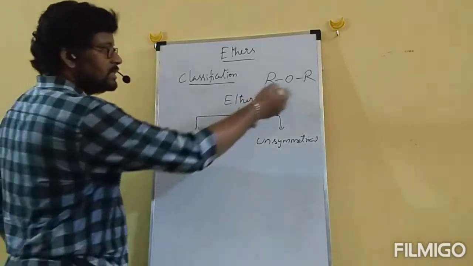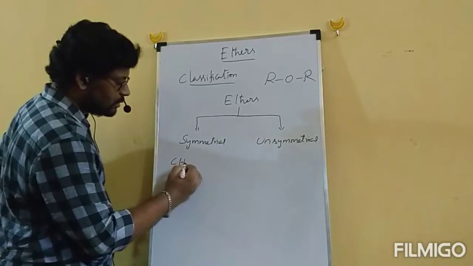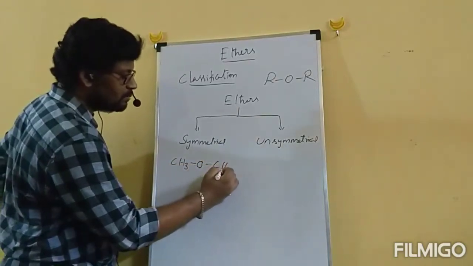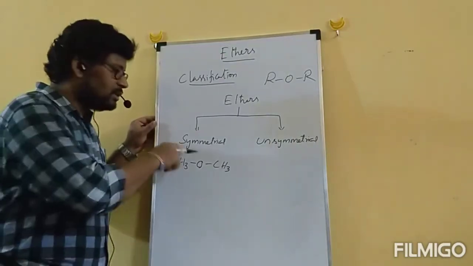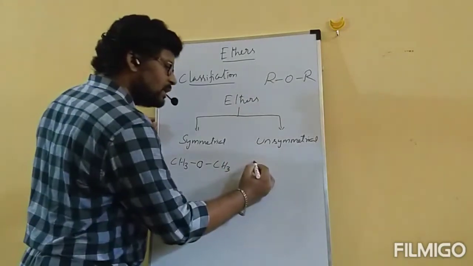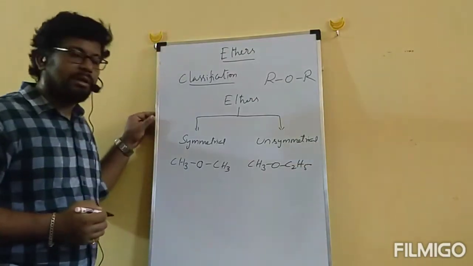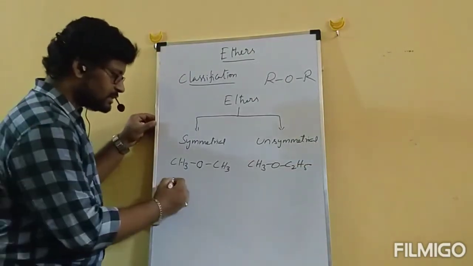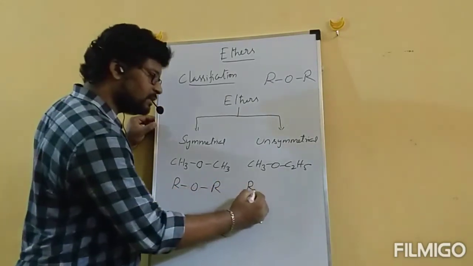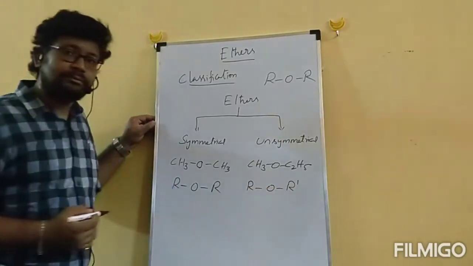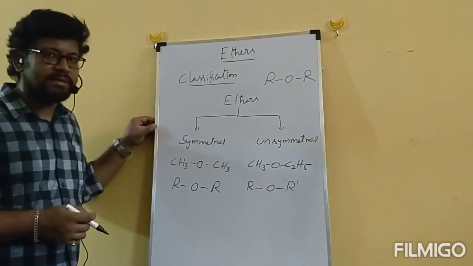Now this ether is called a symmetrical ether if the two alkyl groups bonded to oxygen are the same. That is called symmetrical ether. If the two alkyl groups bonded to oxygen are not the same, that is called unsymmetrical ether. Symmetrical ethers are represented with ROR. Unsymmetrical ethers are represented with ROR dash, to differentiate R and R dash, that is R1.